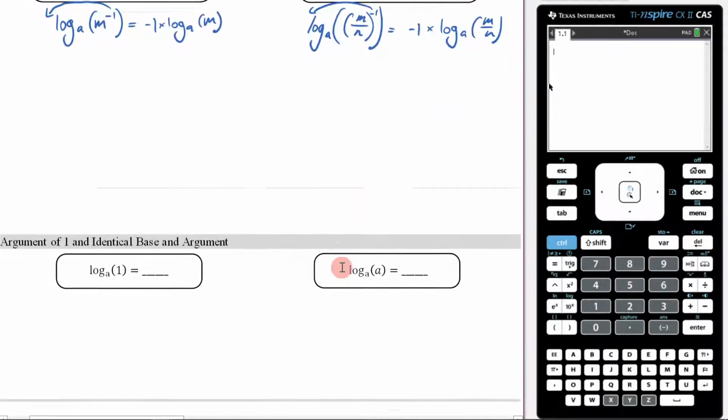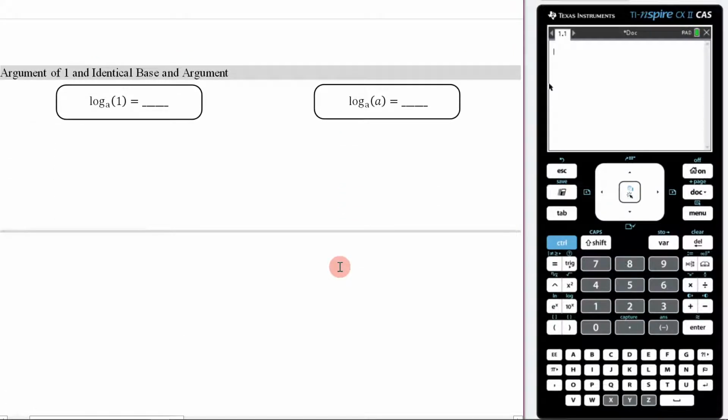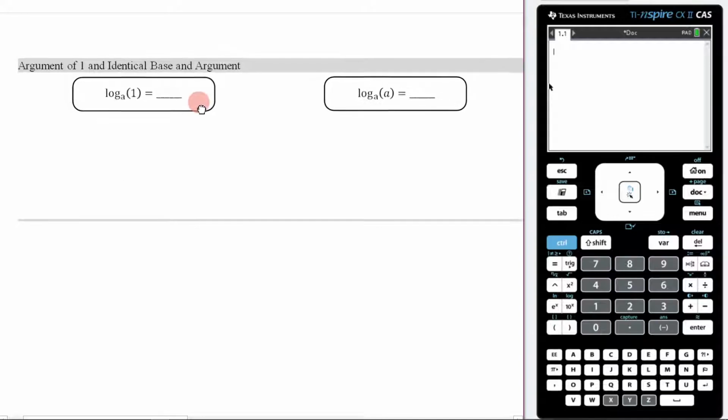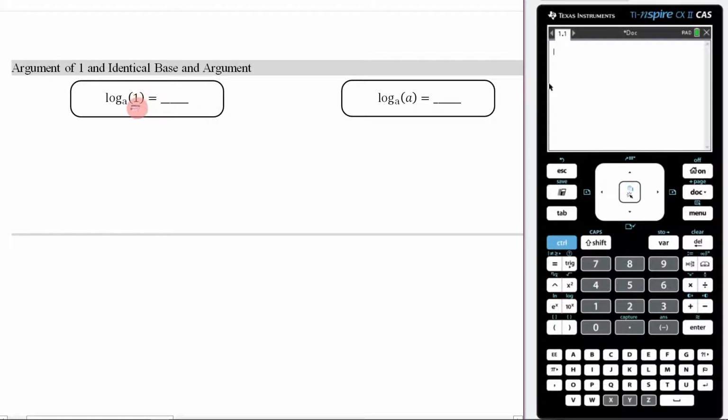All right, I think we have just one more for this part, and then I'll take a break. All right. The argument of one, an identical base argument. So these are ones that you just need to keep stored away in your minds and always be thinking of them. If you're in a scenario in which you have an argument of one, you always know what the answer to that log is going to be. And it's going to be 0.